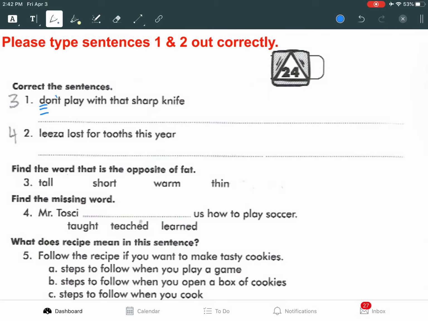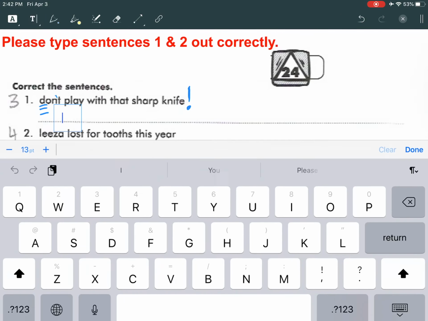I don't think we'd say just calmly, don't play with that sharp knife. I think we'd say, don't play with that sharp knife with strong feeling. So we are definitely going to put an exclamation point at the end. Now, here's the tricky part. Yes, it does show strong feeling, but just because it shows strong feeling doesn't mean it's an exclamatory sentence. So what kind of sentence is this? Don't play with that sharp knife. That sentence is a command or an imperative sentence. Tricky. All right, so now let's type it out.